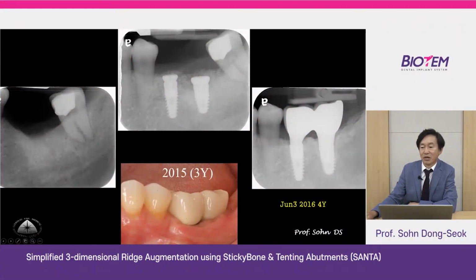This is before. This is post-op. This is 4 years in function. You can see the excellent vertical augmentation with very minimal loss of bone graft. Thanks to the tenting pole abutment, the vertically augmented bone graft did not migrate apically during the healing period.